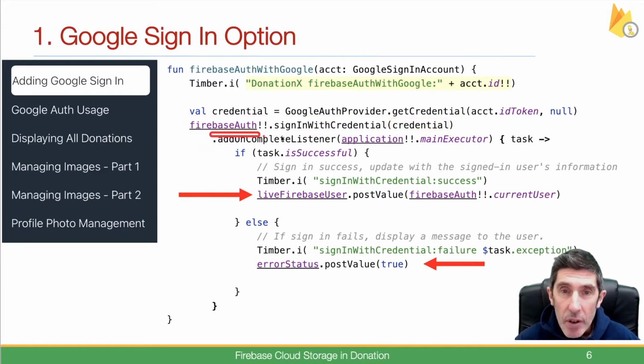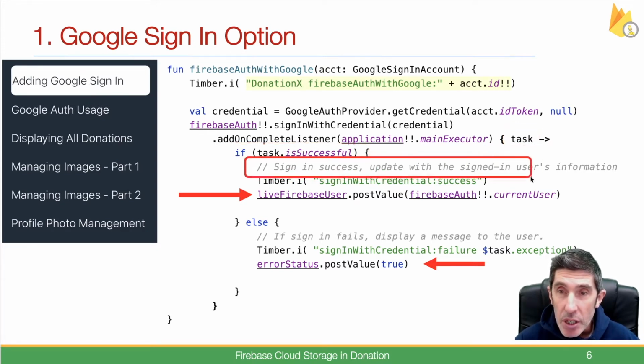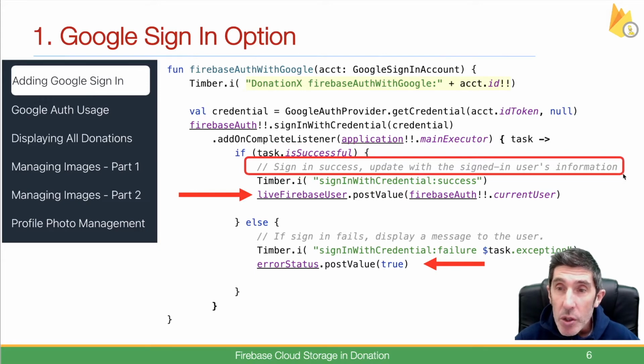Okay, we have our add on complete listener. Now you could have an on failure if you wanted to, but this is what they supply in the docs, and it seems to work okay. So I'm happy enough to go with that. So what we do is, that will return a task, this task instance. If that task is successful, that means that the sign-in was successful, and we update with the signed-in user's information.